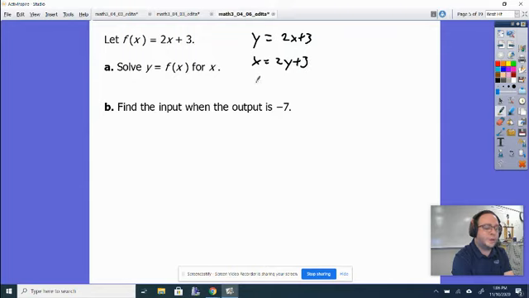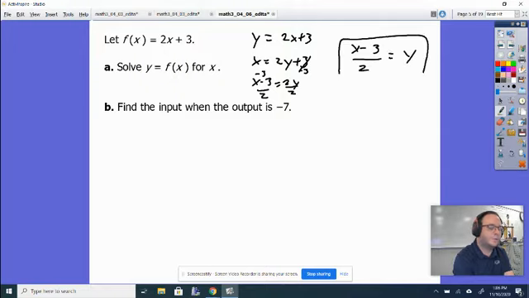So I'm going to move this 3 over. So x minus 3, minus 3. Let me not skip steps. 2y. Divide by 2, divide by 2. I've got (x minus 3) over 2 equals y.